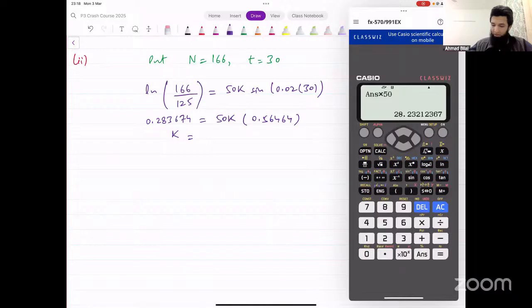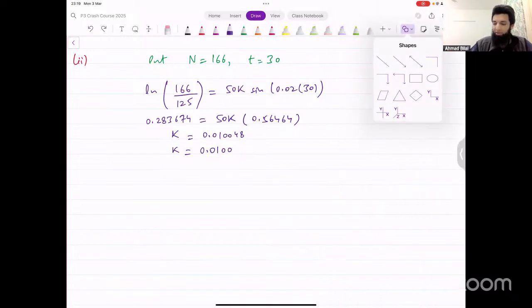And then on the other side, we had 0.283674. Divide that with this answer. And that gives me k equal to 0.010048. To 3 significant figures, that would be 0.0100. Okay, so even 0.01 is fine. This is your final result. This is the value of k that we were looking for.